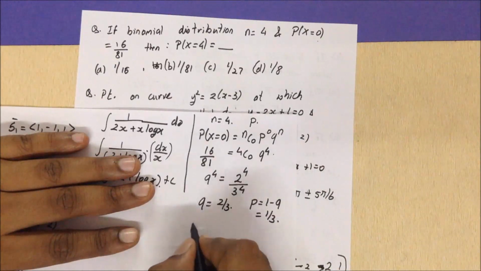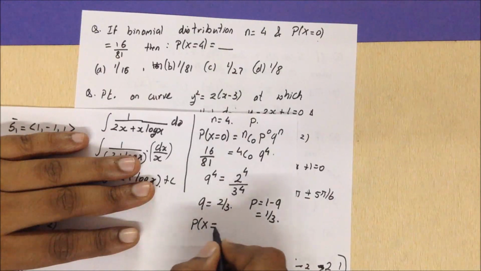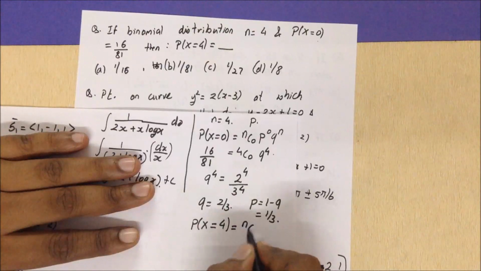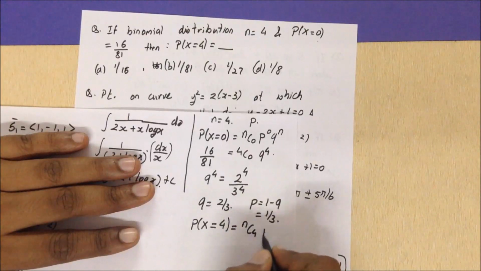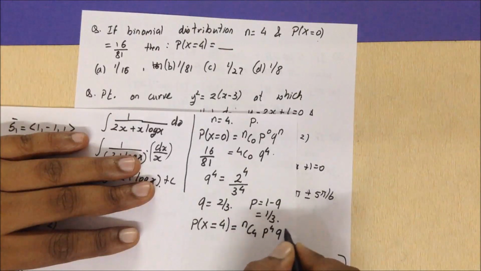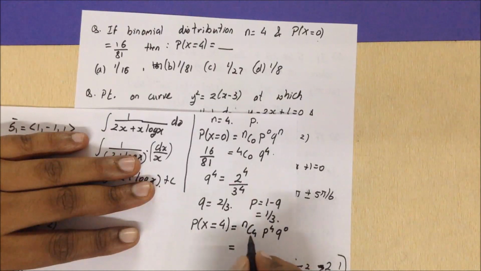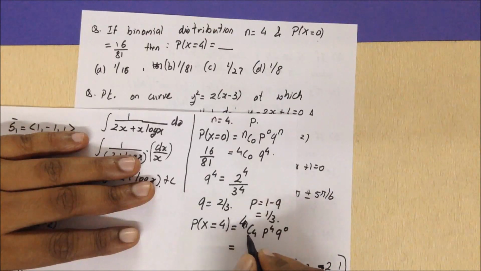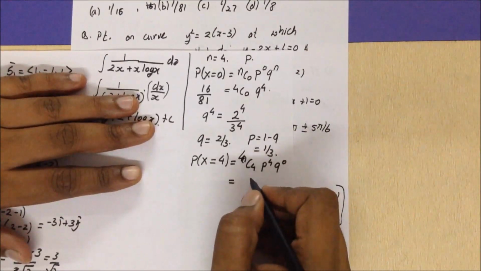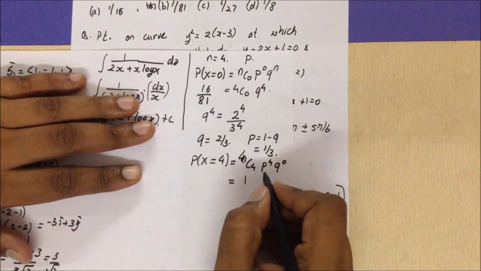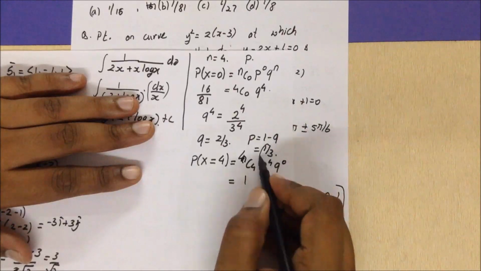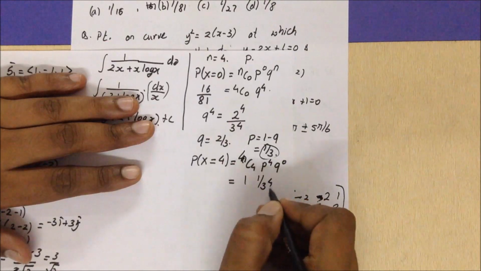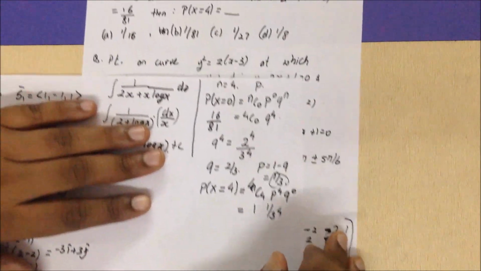So when they're asking me what is going to be the probability of x equals 4, using the formula again, it's going to be nc4, my p raised to 4 and q raised to 0. So nc4, for this my n is 4, so it's 4c4. So 4c4 is nothing but value 1, and p raised to 4, I have just found out that it is 1 by 3. So it's 1 by 3 raised to 4. So that's going to be 1 by 81.